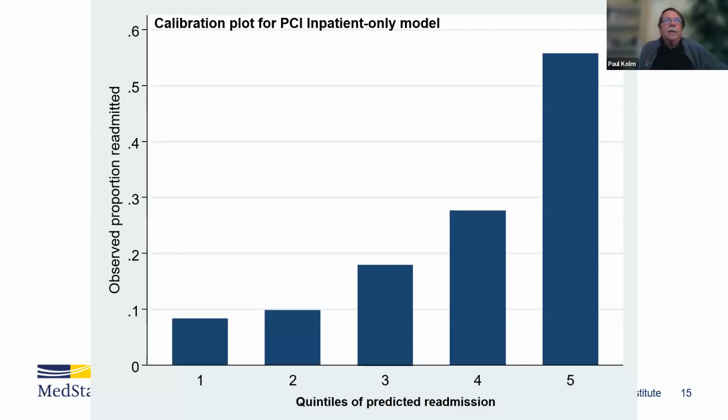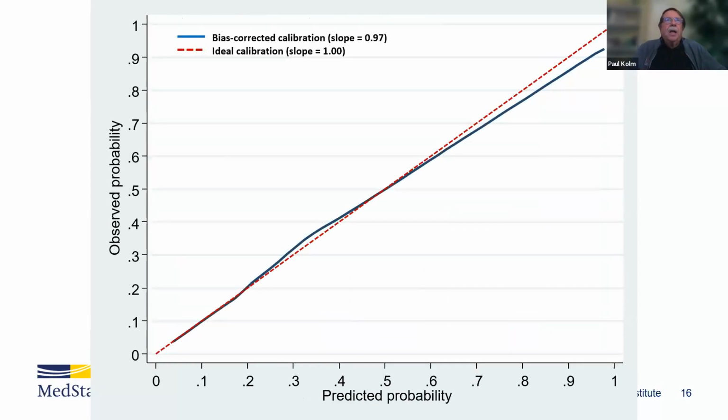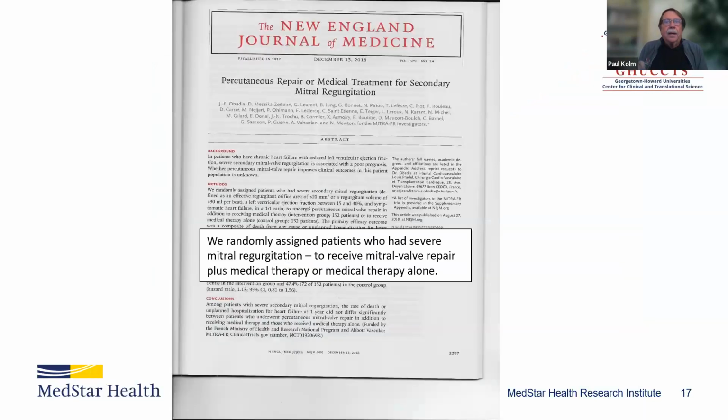But the other way of presenting calibration is to actually do a plot of the lines and look at the slopes. In here, the red dotted line would be the perfect calibration. In other words, we'd have a slope of 1. And from our model, our calibration slope is 0.97. So that's really pretty good. It's pretty close to 1.